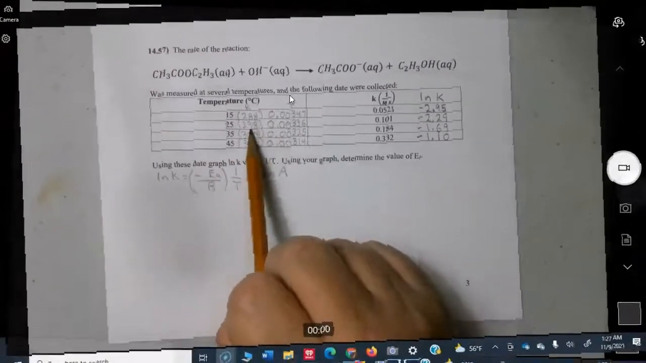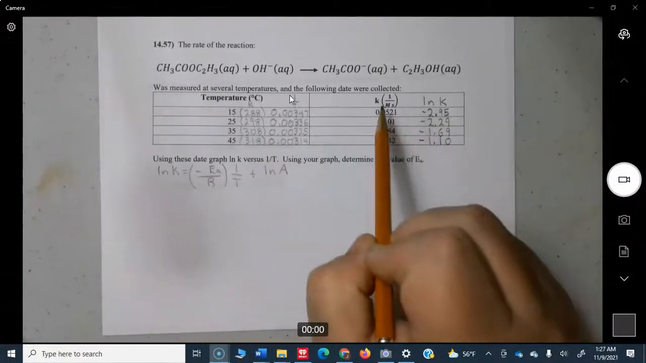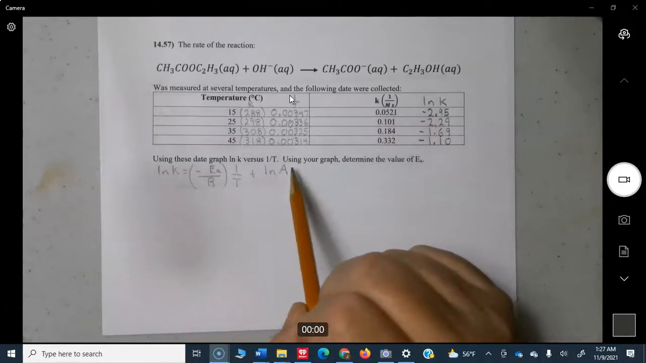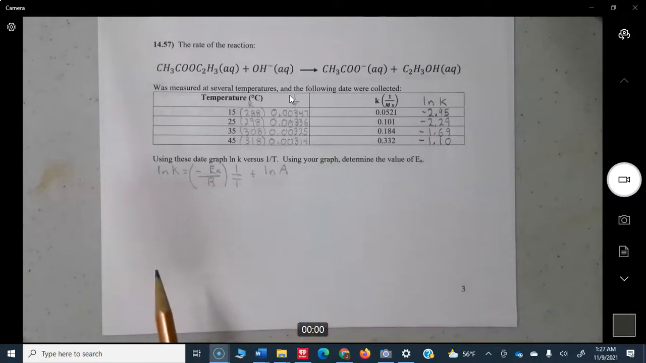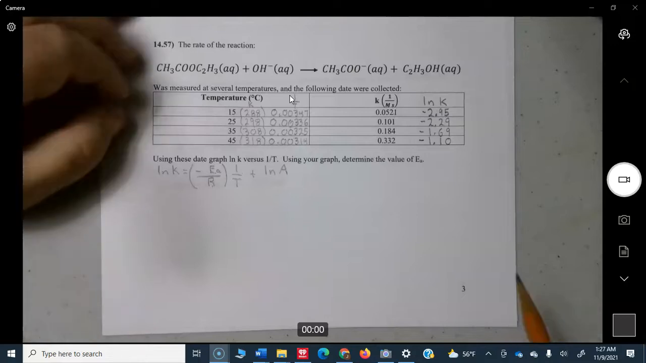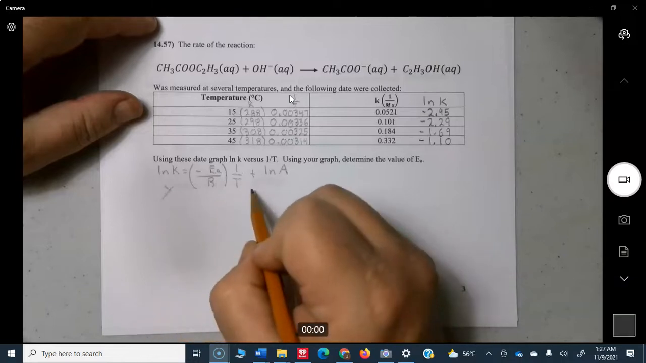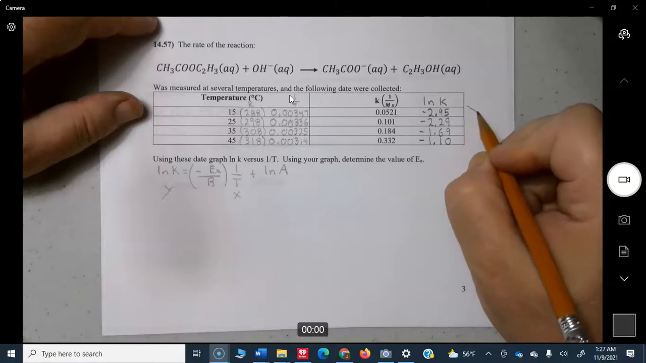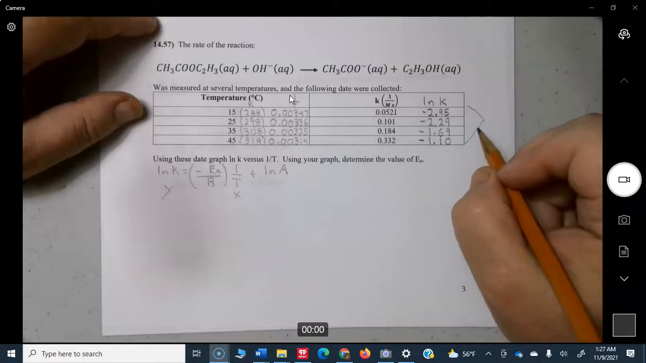Okay, so we continue. So this number is 1 over 298, this number is 1 over 308, so on. And these numbers are all the natural logs of these right here. So now what we're doing is we know that this is a straight line because it has a straight line form of an equation. So if we want the slope intercept, in y equals mx plus b form, this is the y and this is the x. So this over here is going to be the numerator of the slope.